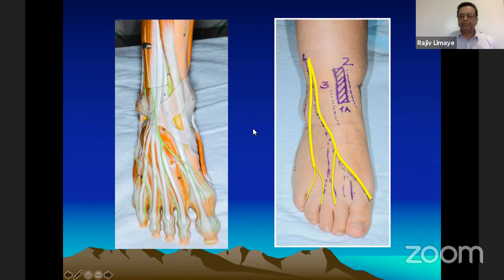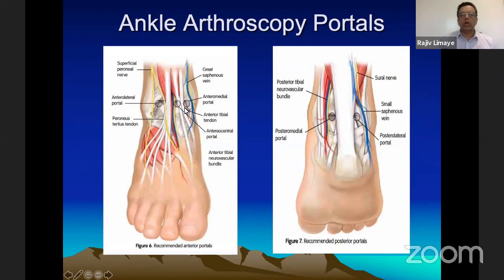The workhorse portals of ankle arthroscopy are the anteromedial portal, which is medial to the tibialis anterior tendon, and the anterolateral portal, which is in between the superficial branch of peroneal, or the intermediate branch of the superficial peroneal nerve. These two are the workhorse of the anterior portals. There is also an anterocentral portal, which is very close to the neurovascular bundle.